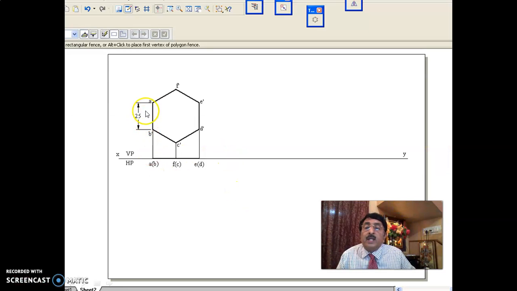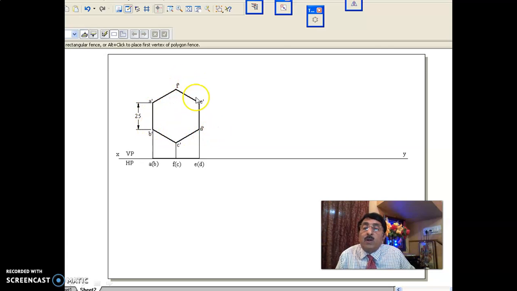Okay. Now you see, edge in VP, so you take edge position. Don't take corner position, because if it were corner in VP, I would have taken corner position. Now edge in VP. That is why you draw 25 mm hexagon in edge position. A dash, B dash, C dash, D dash, E dash, F dash, A dash. 25. This is 25 minus 30. This is 25 plus 30. This is 25 minus 30. This is 25 plus 30 degree. And then you join these two. In that way, you get the front view of the hexagon.